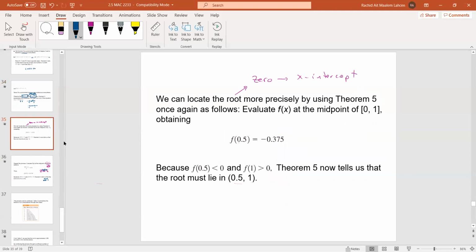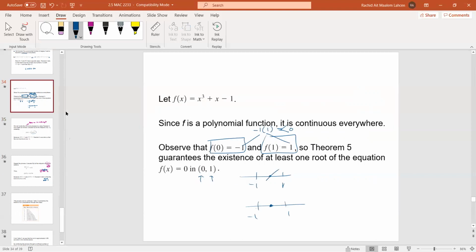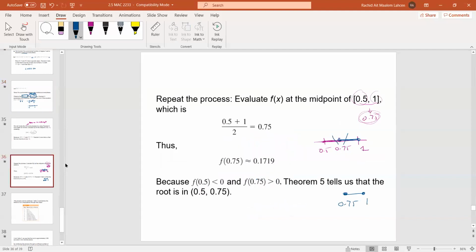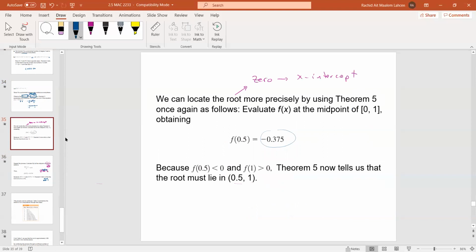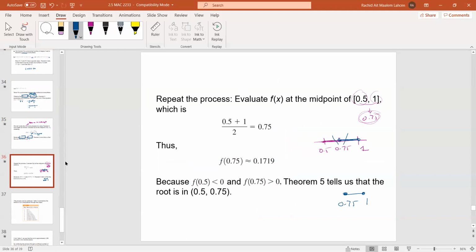0.5. If you try 0.5, you get a negative value. For 0, it's -1. For 1, it's 1. Since we found a negative value, you see, f of 0 is negative, f of 1 is positive. So since this is negative, we need the other side of the interval to give us the positive, okay? So you want one to be negative and one positive. Then we get this interval, 0.5 and 1.